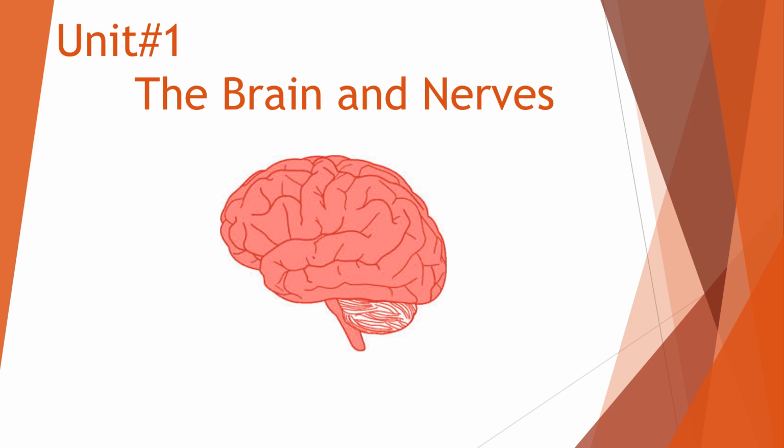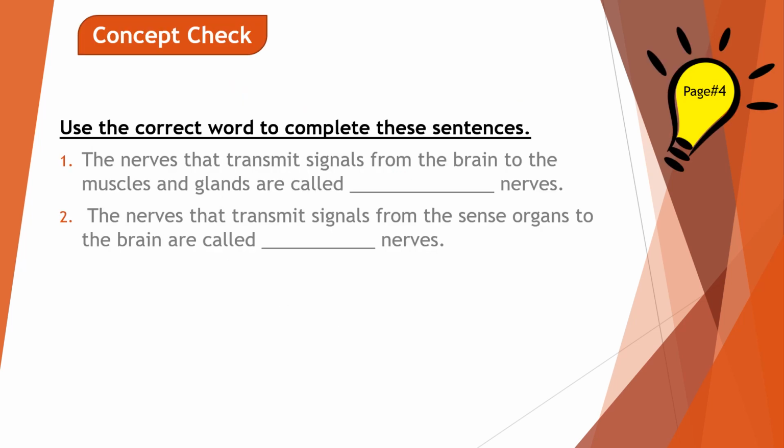In the previous video, we have discussed Unit 1, the brain and nerves in detail. And I have given you two worksheets to solve. We will discuss the solution of the worksheets and exercise of this lesson. But before that, let's have a concept check. We will have a few questions to check our concept.